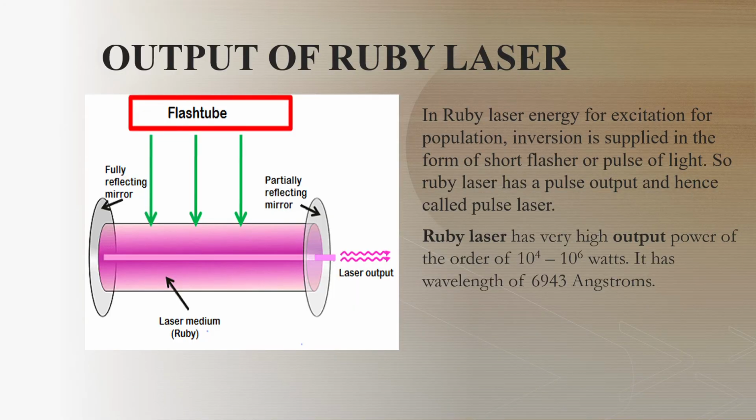Output of ruby laser. In ruby laser, energy for excitation for population inversion is supplied in the form of short flashes or pulses of light. So ruby laser has a pulse output and hence is called a pulse laser. Ruby laser has very high output power of the order of 10^4 to 10^6 watts. It has a wavelength of 6943 angstroms.